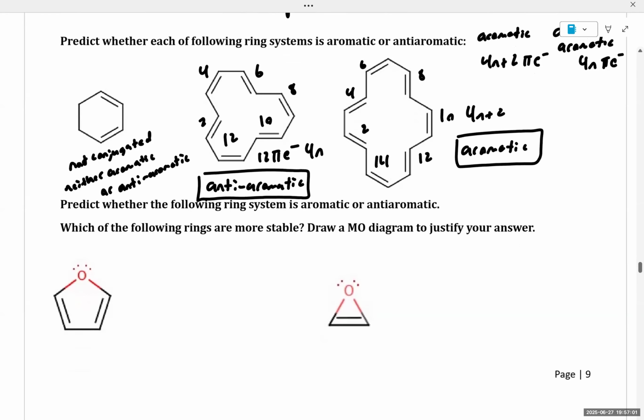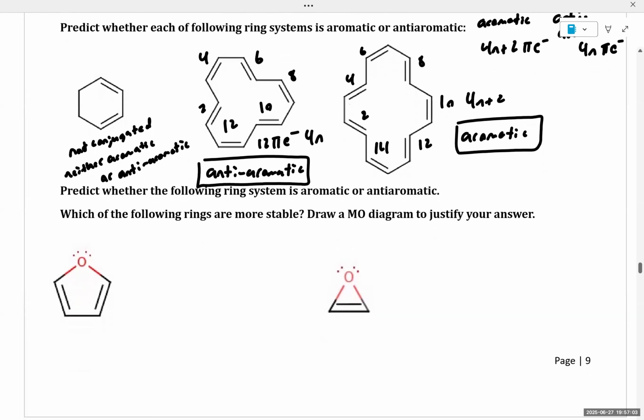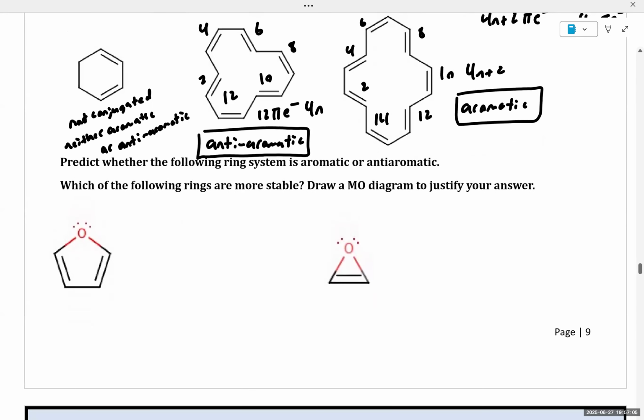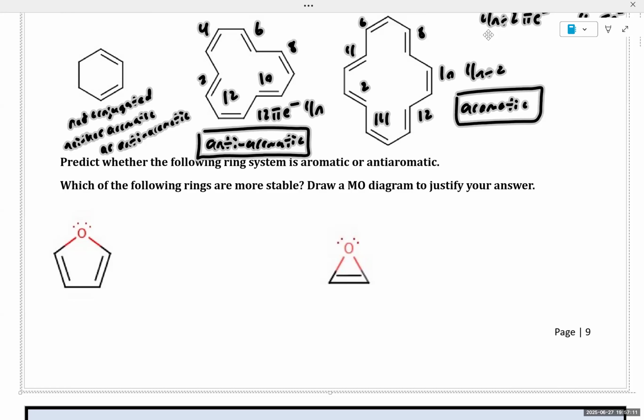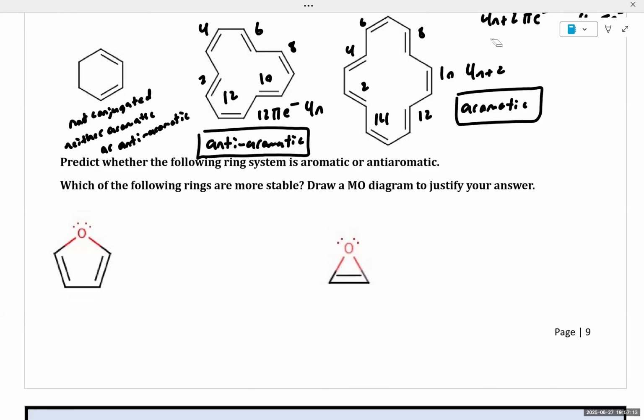Let's now approach these next examples using a more rigorous definition of aromaticity. In this case, I'd like you to tell me which of the following systems are aromatic or anti-aromatic, and which of the following rings are more stable. I need you to draw an MO diagram to justify your answer. So take a few moments to work through this problem. Pause the video and we'll discuss momentarily.